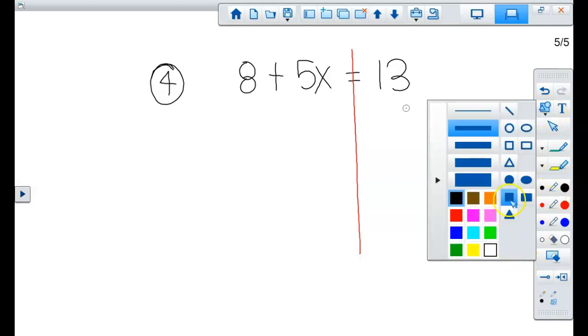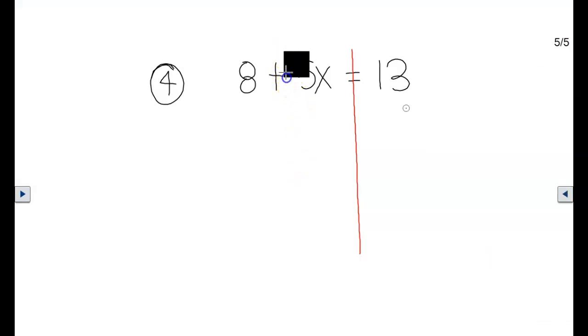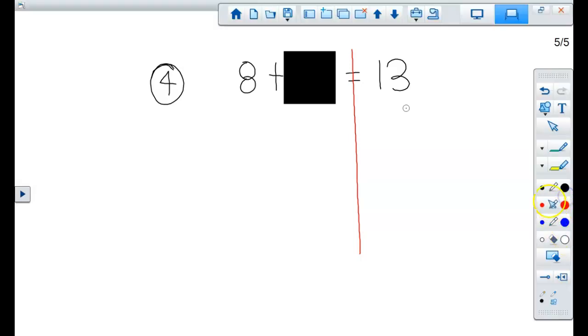My first step is going to be to undo addition or subtraction. So I am going to cover up my variable term. So I'm looking at that 8. Is that adding 8 or is that subtracting 8? This one's kind of weird because the plus sign comes after the 8.